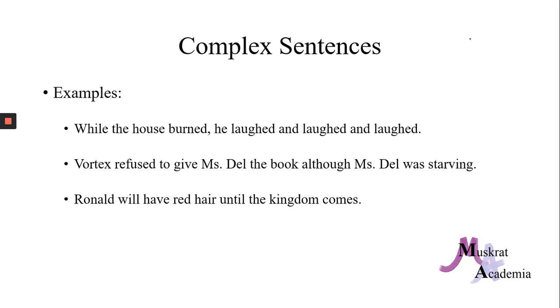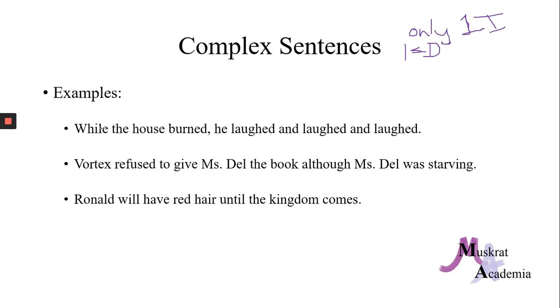Complex sentences have to have at least one D in it and only one independent clause. This is my wonderful handwriting. My mouse handwriting. So at least one. How would you do that? Greater than or equal to one? Yeah, that looks good. So for example, while the house burned, he laughed and laughed and laughed.